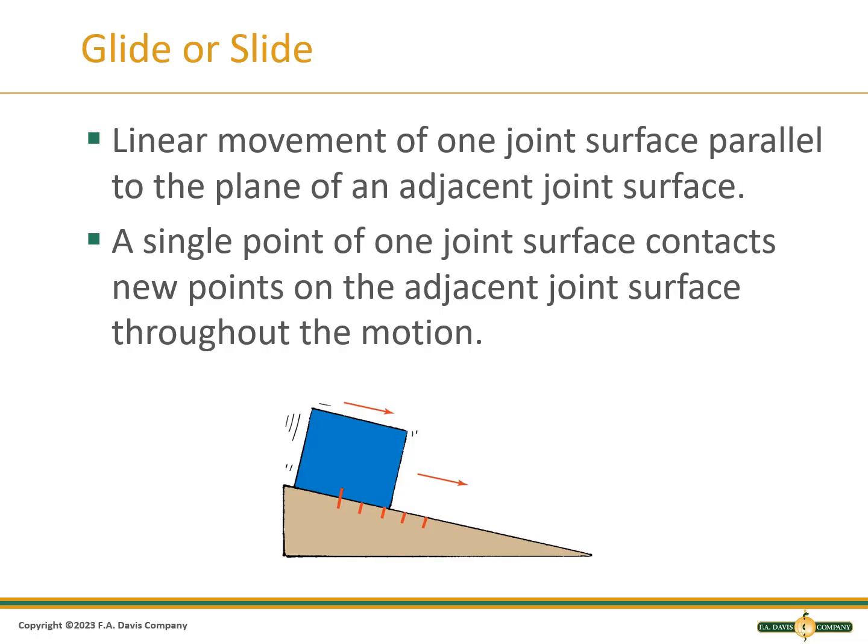Comparing that with a glide or a slide, with gliding or sliding, we have one point of contact on one surface coming into contact with new points on the surface it's touching. So the moving object is maintaining its singular point of contact with new points on the opposite surface. We can see in this picture here the one point on the base of the square comes into contact with the different points of the incline as it slides down the incline.